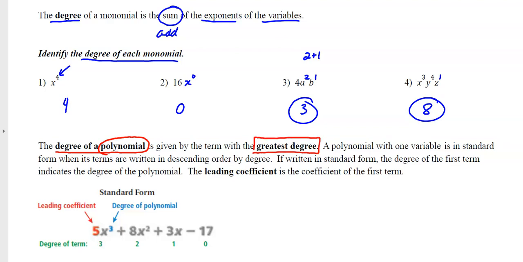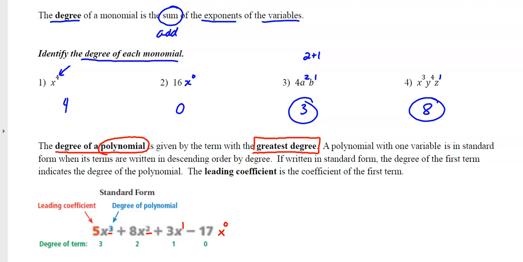And the one I wrote up above and the one down below is in standard form. Standard form just means that you're going to go decreasing powers. So notice that we have x to the third, x squared, x to the first, and then this end one would kind of be considered x to the 0. So when you decrease the powers like that, you're in standard form.